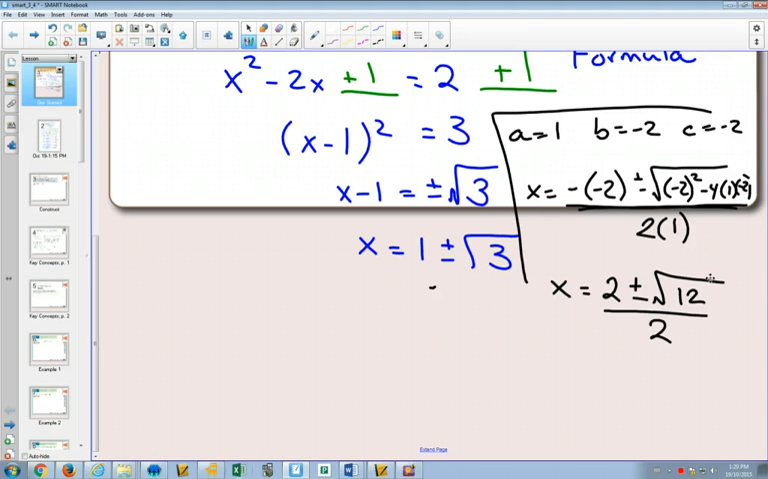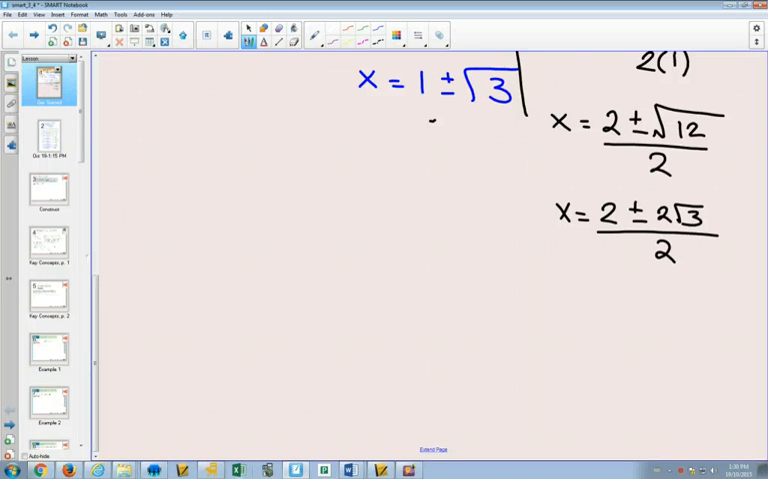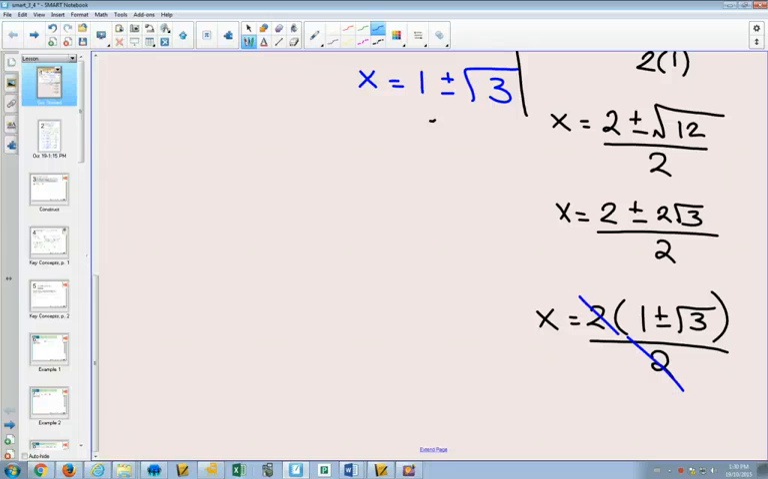Now, the answer that we got when we completed the square was 1 plus or minus square root of 3. Right now, we've got 2 plus or minus the square root of 12 over 2. We always have to simplify things as much as we can. The square root of 12 simplifies to 2 root 3, all divided by 2. And maybe you can see that you can divide both of those by 2. Maybe you want to factor out the 2 in front. And then your 2's will cancel. And we do get exactly the same answer using our formula.